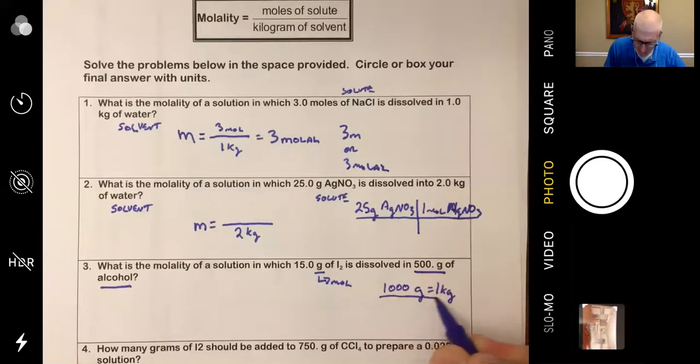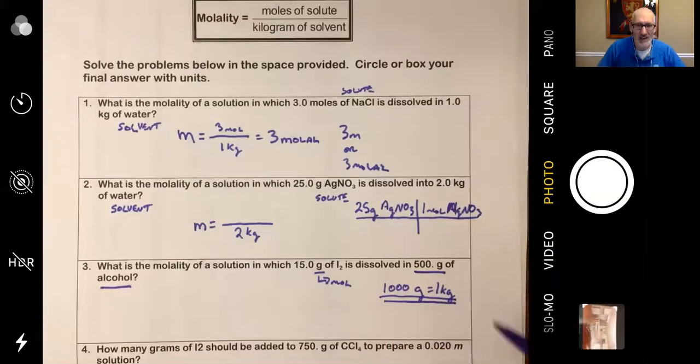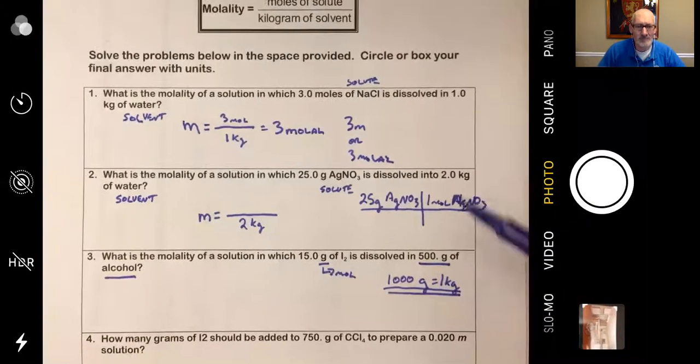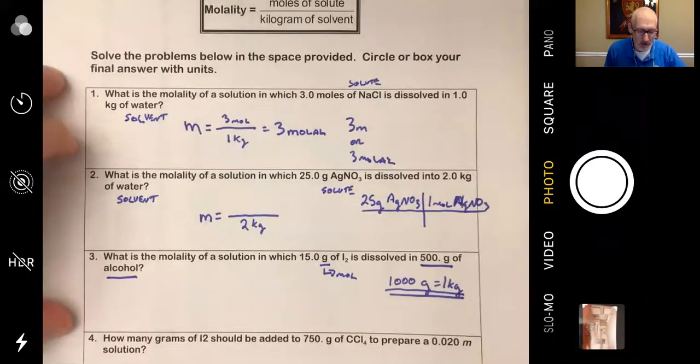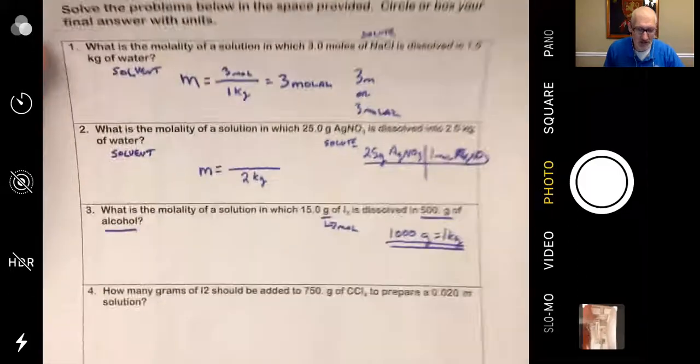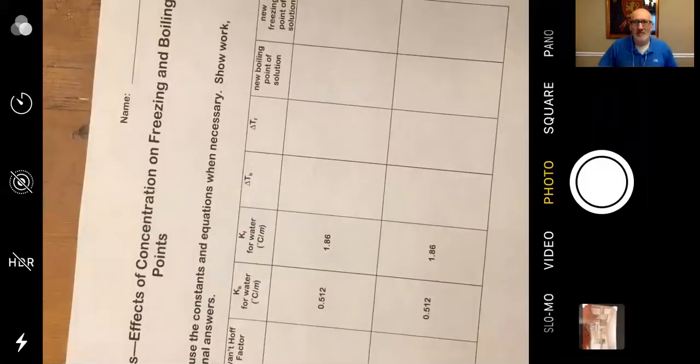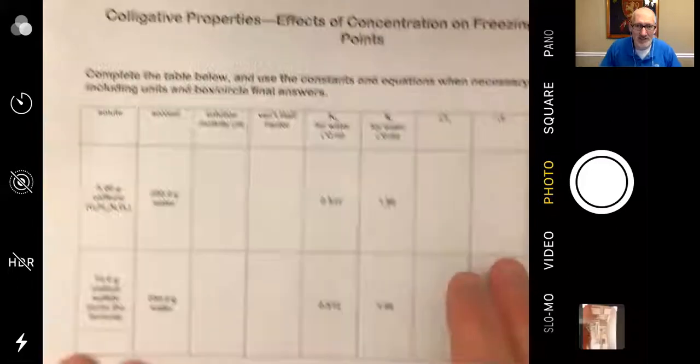So don't forget, anytime you end up with one of those, you just want to make sure that you use the appropriate units, okay? So I'll post answers to this tomorrow so that you can work and check yourself. But the real meat of today's work is on this second page.